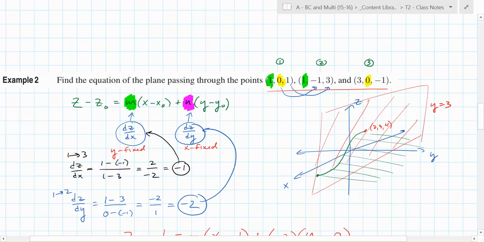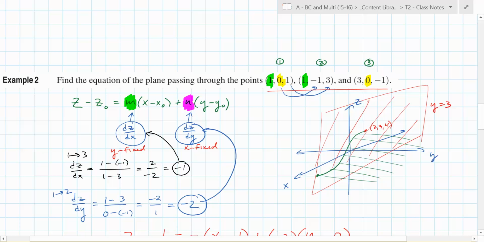What does dz dx mean? What's fixed in this case? Y is fixed. That y value is fixed. For dz dy, what value is fixed? The x value is fixed. So what's really nice about these points is, what do you notice? What do you see right here?